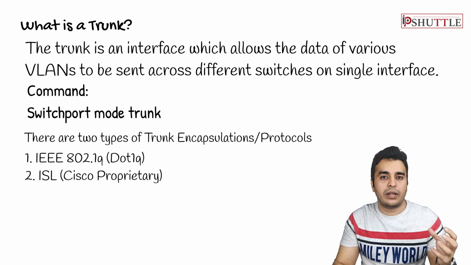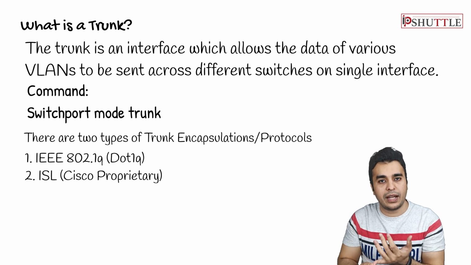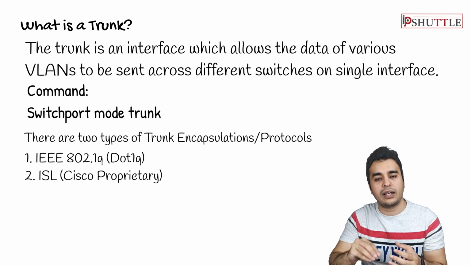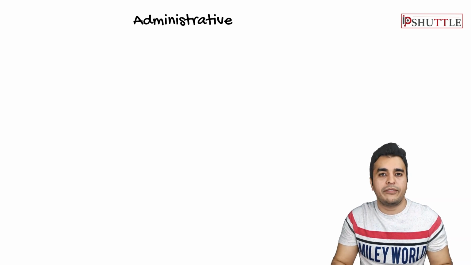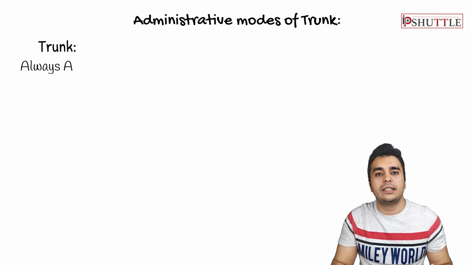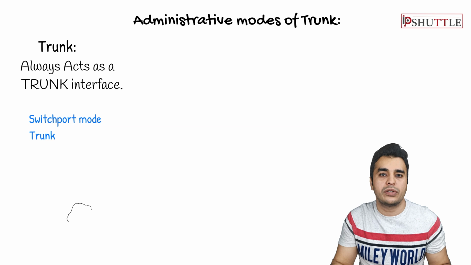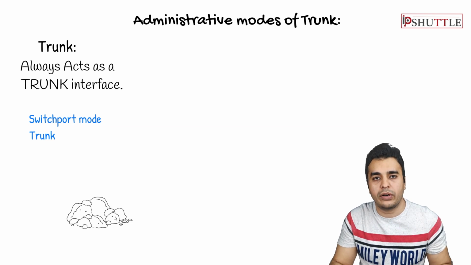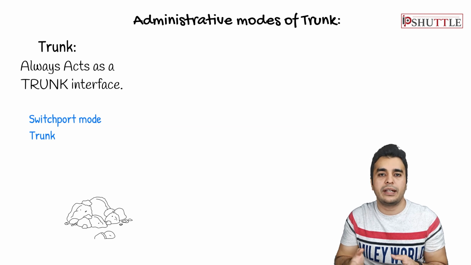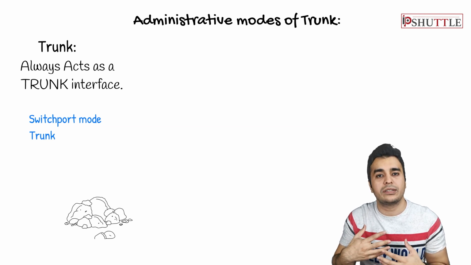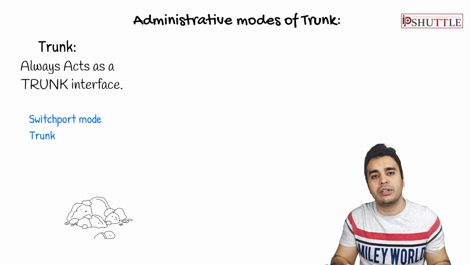They both do the same job, which is to tag the frames with the VLAN IDs so that you can send all of the data on a single interface. Hope it's clear now. There are three different modes of the trunk. One is trunk, configured by switchport mode trunk. This is also named static trunk or always on trunk. It does not do anything else. It does not wait for negotiation messages or try to initiate them, because you have told the interface it is always going to be a trunk.